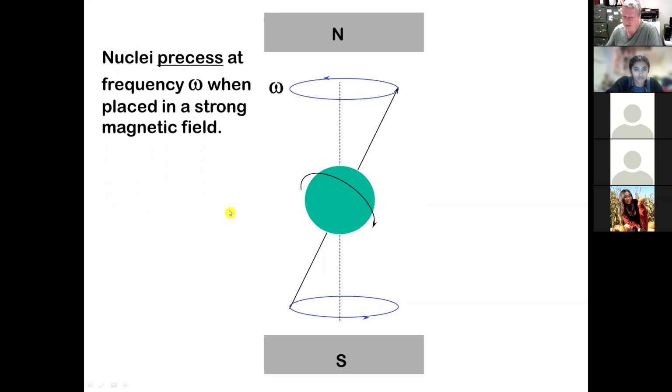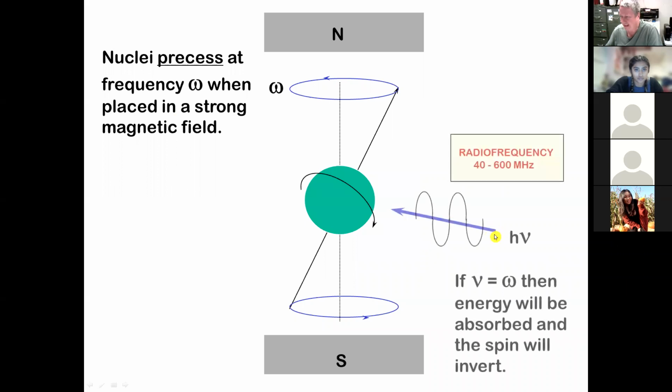Another interesting thing is that if we zap the nuclei with light of a specific frequency, when the light equals that frequency, the energy will be absorbed. So the nucleus actually absorbs the energy, and its spin will invert. It flips to its other spin state.